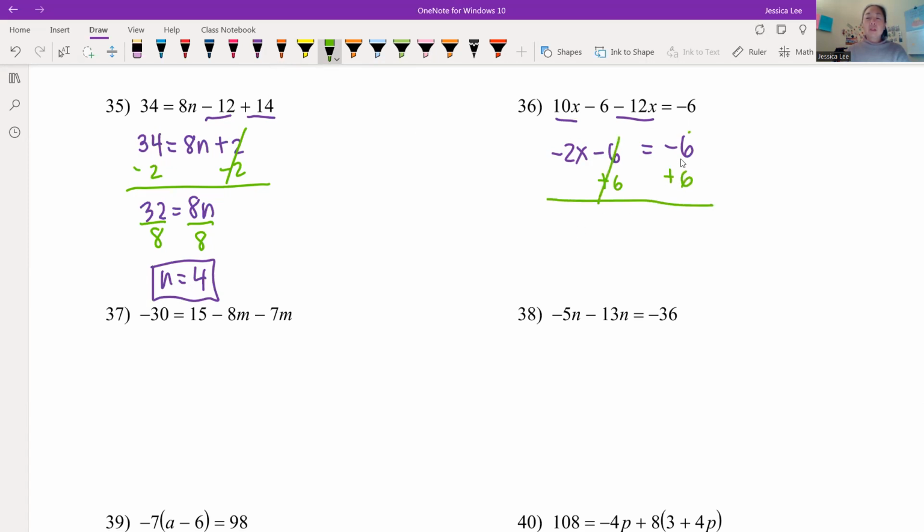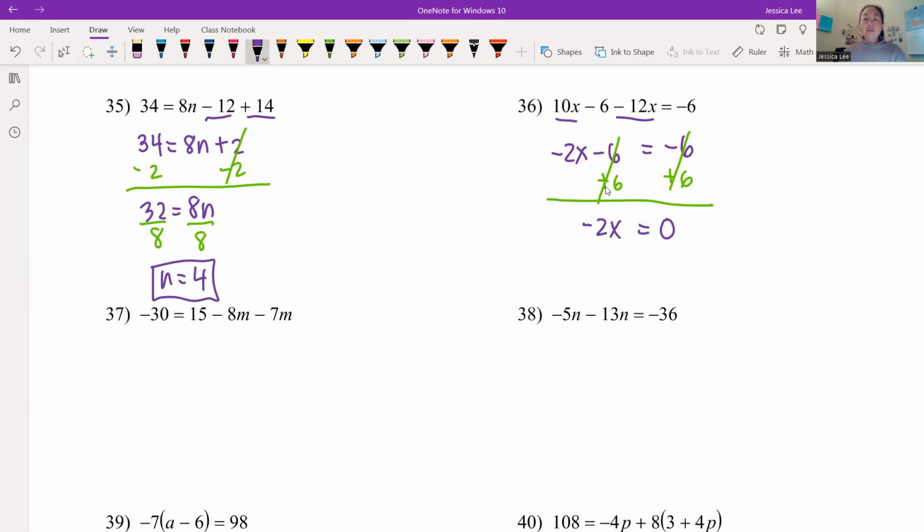Cancels out. Ooh, but this cancels out too. So what does that mean? A lot of people get stuck right here. So again, negative 2x is equal to, well, what's negative 6 plus 6? Oop, I was going to write 6. Bad. 0. Here we actually have to write 0.